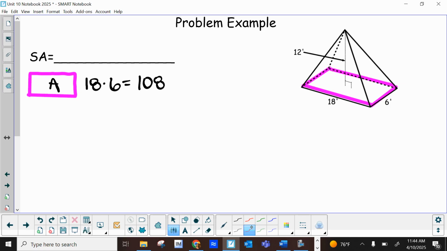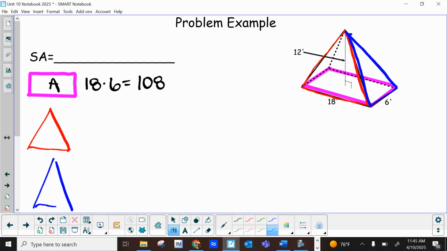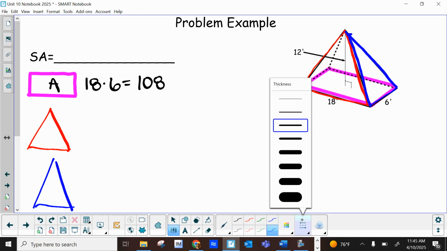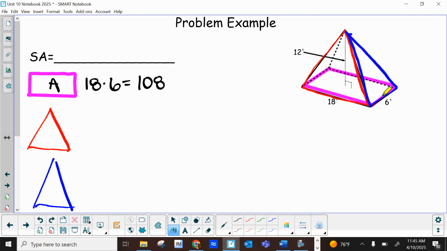Okay, I'm going to use those same colors I used a second ago. I'm going to find the area of this red triangle, and I have two of those. Then I'm going to find the area of the blue triangle, and I have two of those as well. Let's start off with the blue one. The base is 6. Now I have two of those, and my formula is 1/2 base times height. If I have two of them, guess what? That cancels out. The base is going to be 6 feet.